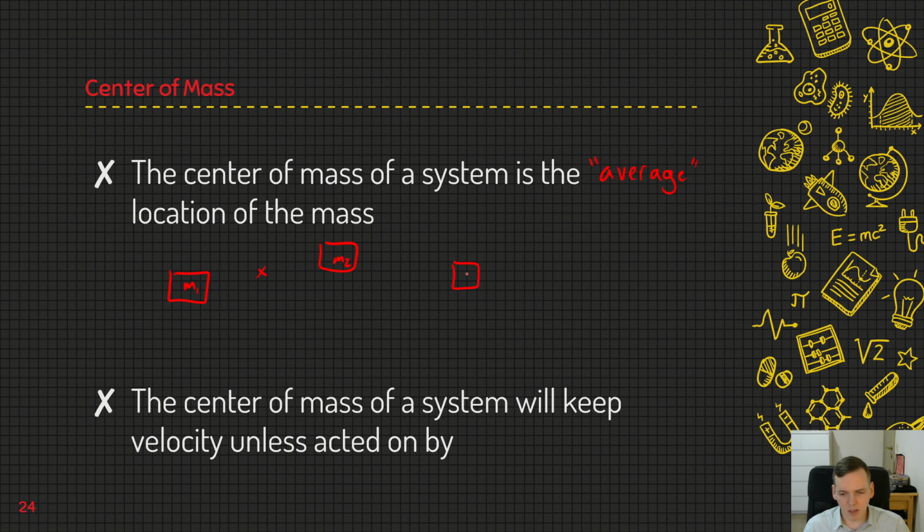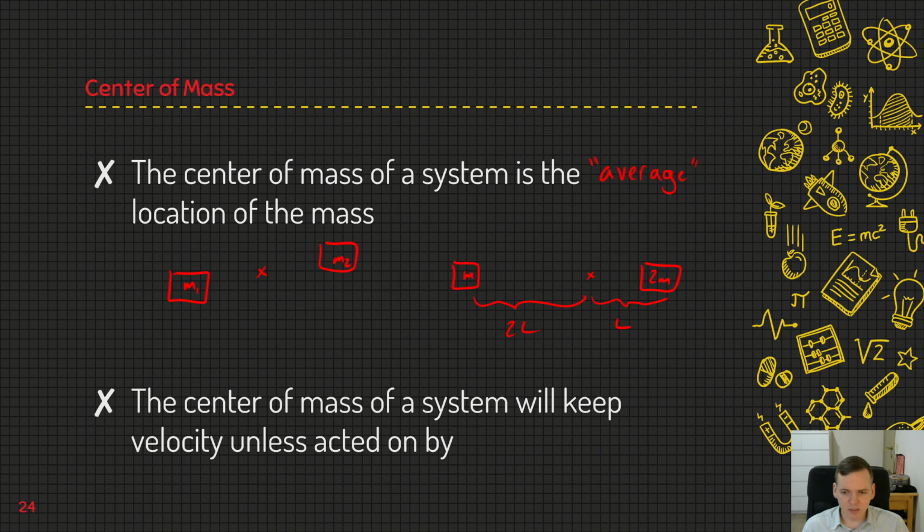If I have M and 2M, then it's going to be closer to 2M. And this will be 2L, and this will be L, right? It's twice as close to the 2 mass than it is to the 1 mass. Or in other words, it's twice as far from the 1 mass than from the 2.